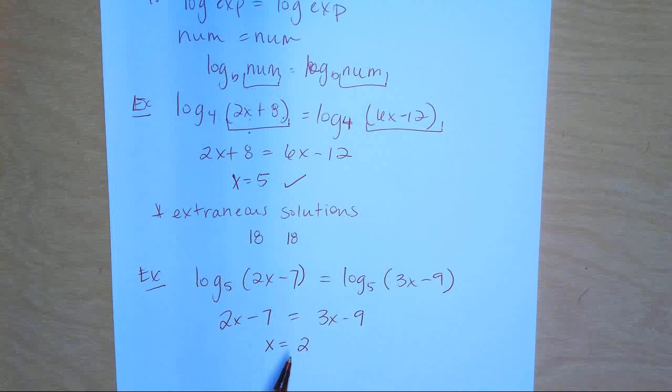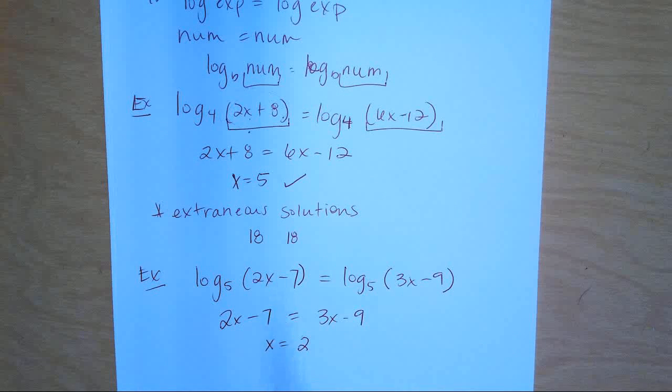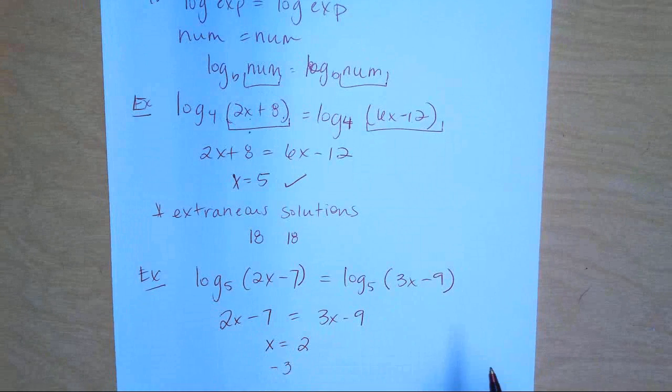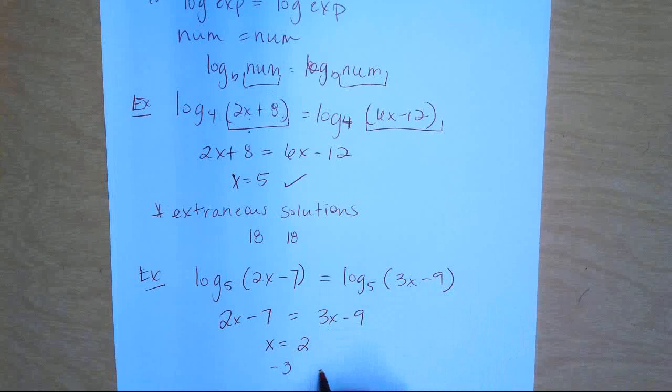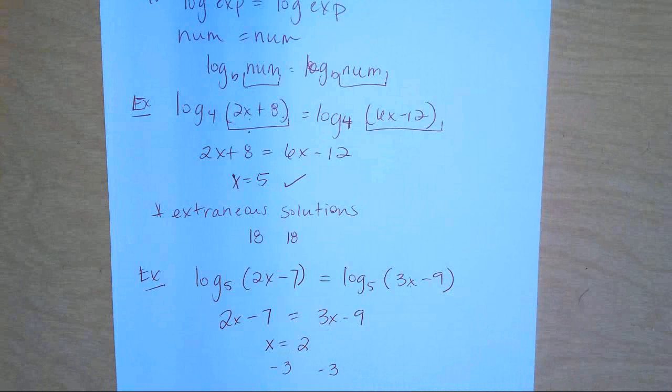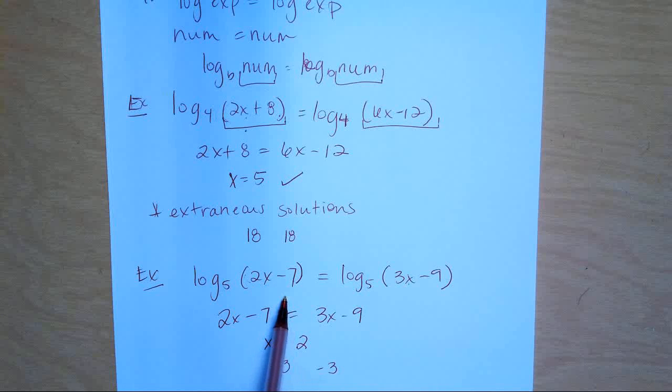Okay, now we have to check for extraneous solutions. So I'm going to plug in the 2. When I plug it in on the left, I get 2 times 2 is 4, minus 7 is negative 3. When I plug it in on the right, I get 6 minus 9, which is also negative 3. So it works, right? No, because it can't be negative. It doesn't matter that they're the same. This can't be negative. Log base 5 of negative 3 doesn't exist. Okay, so this would be no solution.